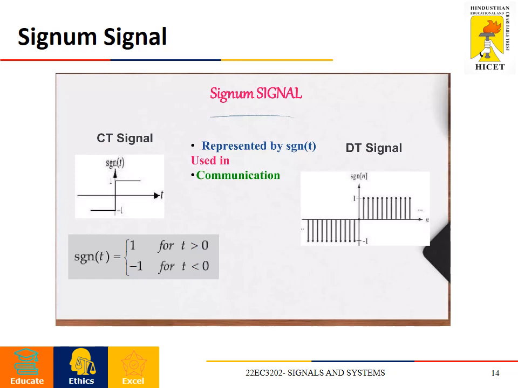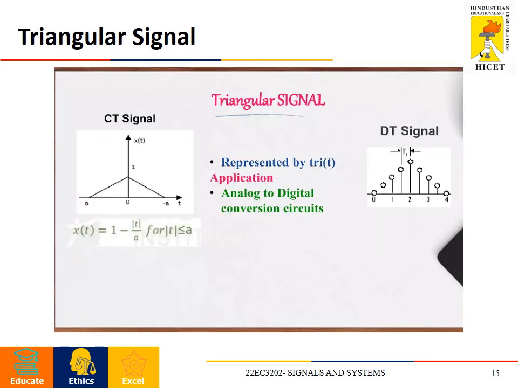The next signal is the signum signal. It can be represented in both continuous time signal and discrete time signal. That is, for t greater than 0, it will be 1. For t less than 0, it will be -1. And it can be used in communication.